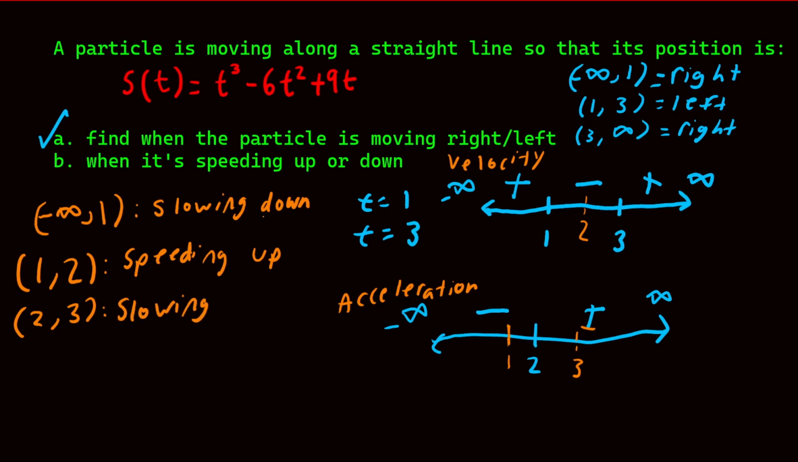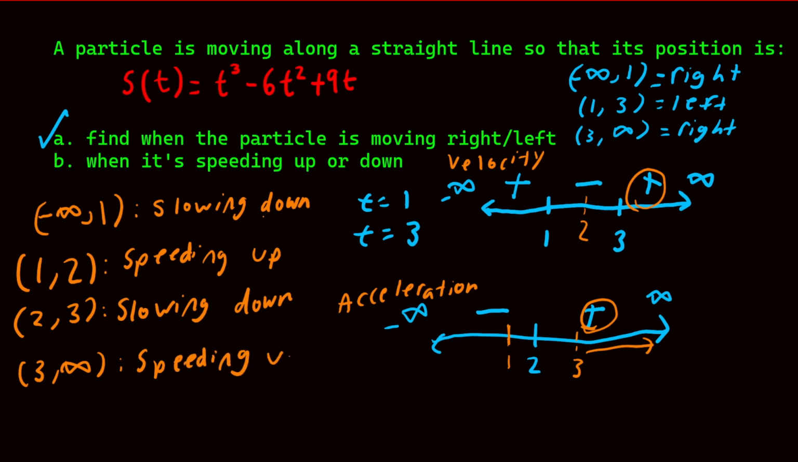Slowing down. All right? And then finally, 3 to infinity is positive over here, and it's also positive up here, so that means it's speeding up. So 3 to infinity, speeding up. And boom, we answered this question. We answered letter B.